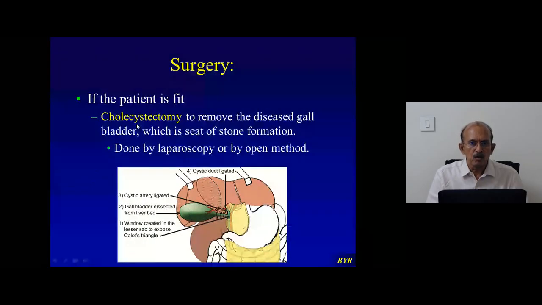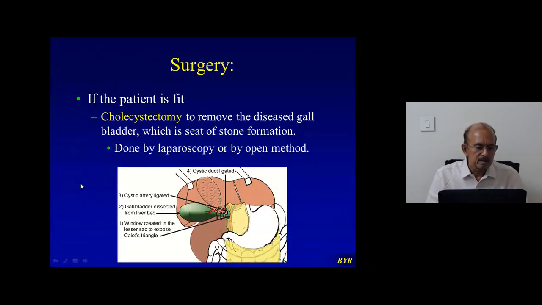If the patient is fit, you do cholecystectomy to remove the diseased gallbladder, which is the seat of stone formation. It is done by either laparoscopy method or by open method. So nowadays, laparoscopic cholecystectomy is the gold standard treatment for gallbladder disease. So you ligate the cystic duct, ligate the cystic artery, separate the gallbladder from the gallbladder fossa, and then remove it. So the cystic artery is ligated, gallbladder dissected from the liver bed. First, you make a window in the lesser sac to expose the Calot's triangle.